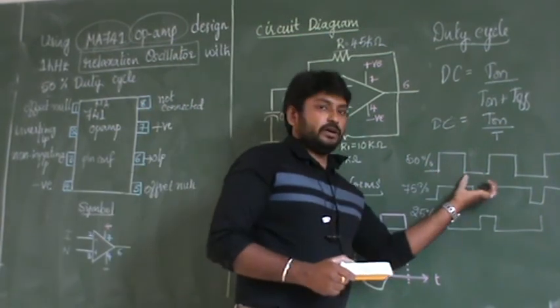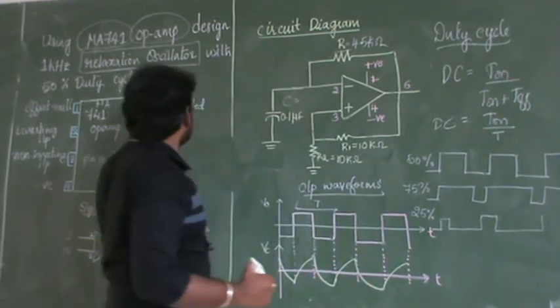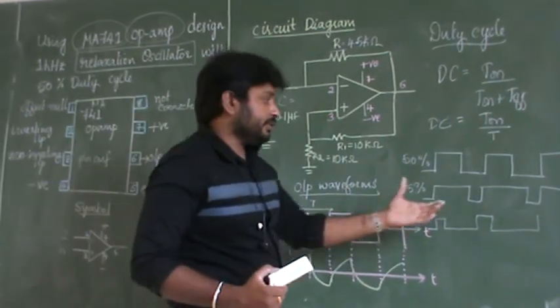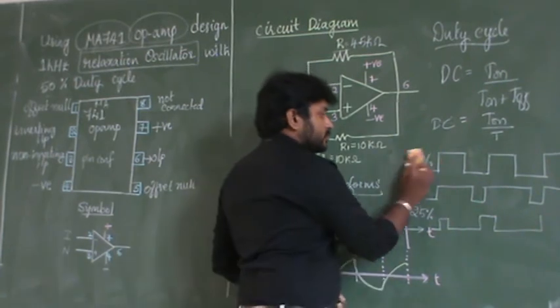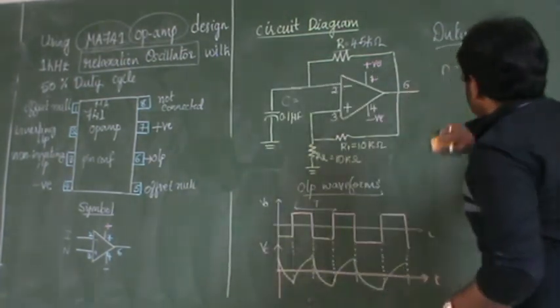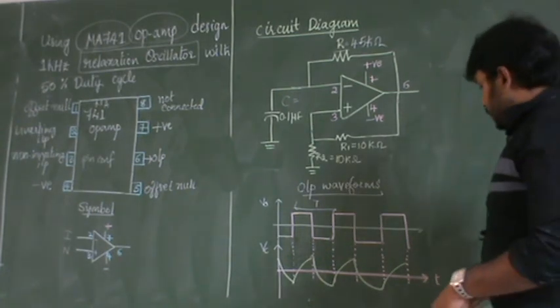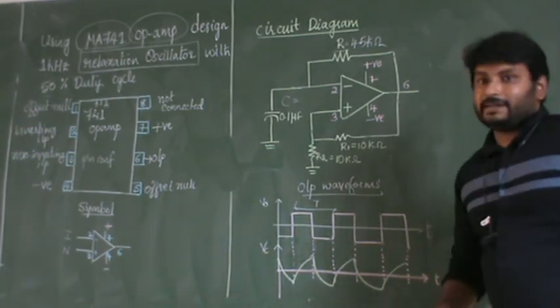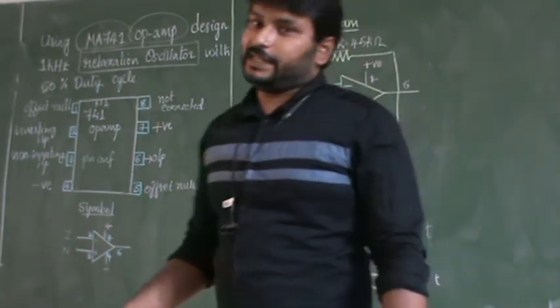So duty cycle means T on and T off will be exactly 50 and 50. If they are asking you to do it for 75, then T on will be 75 and T off will be 25. So the duty cycle is T on divided by capital T, and capital T is nothing but T on plus T off.